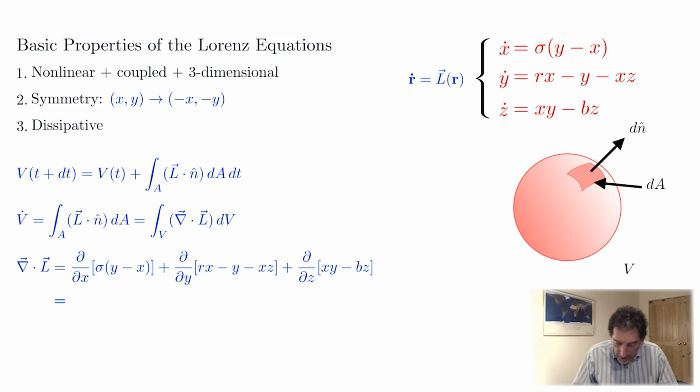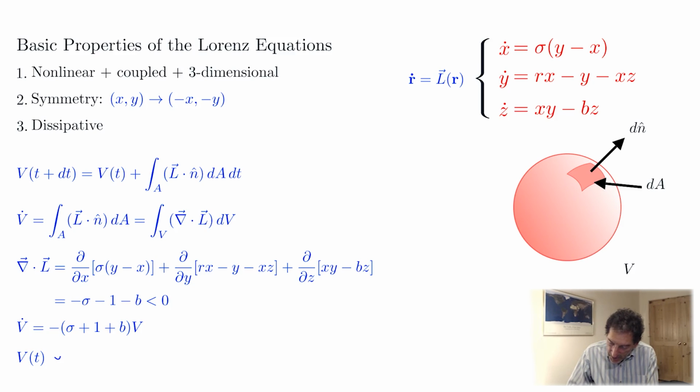And so this is easy to evaluate. From the first term, we just get minus sigma. From the second term, we get minus 1. And from the third term, we get minus b, which is clearly less than 0. Finally, we have V dot, which is the volume integral of del dot L. Del dot L is a constant which doesn't depend on the volume, and so the volume integral just gives me the volume back again. And so what I get is V dot equals minus sigma plus 1 plus b times V, or asymptotically V of t goes as e to the minus sigma plus 1 plus b times t. All volumes shrink to 0 for any particular volume that defines a set of initial conditions.